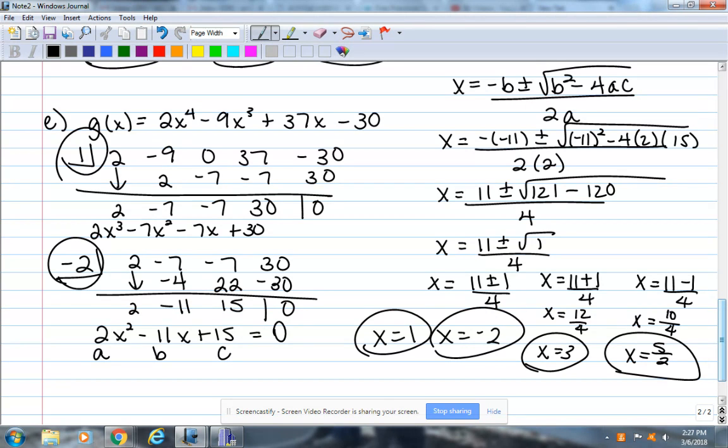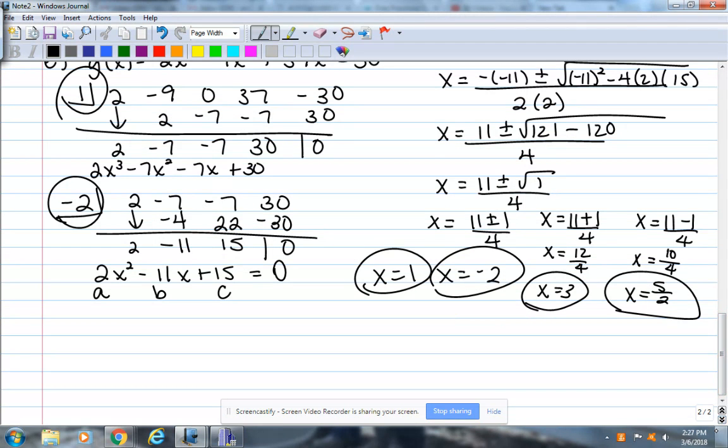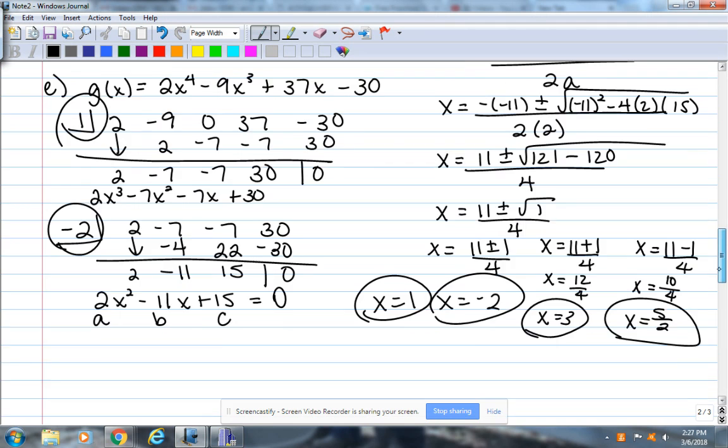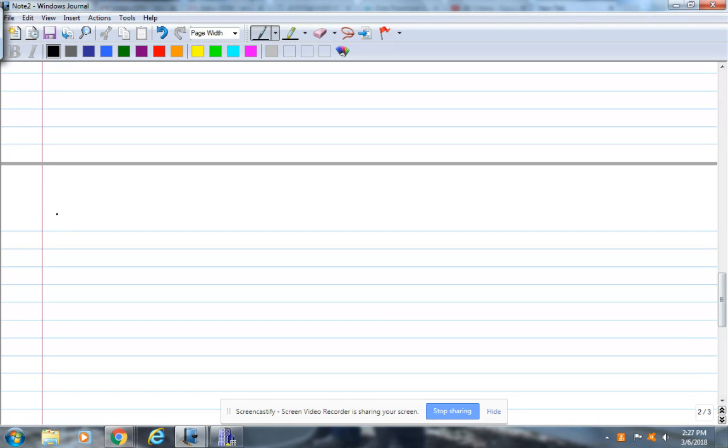That one could have been factored the long way, because what multiplies to get 30 and adds to get negative 11 would be a negative 5 and a negative 6. And you could have done the grouping in there. I just wanted y'all to see quadratic formula. All right, so that was example E. Let's do F.